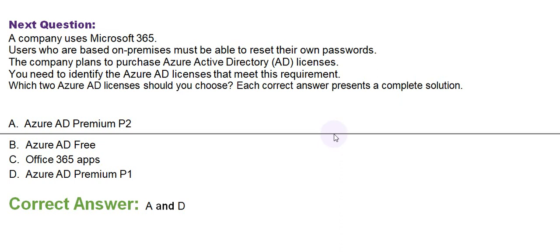Option A, Azure AD Premium P2. Option B, Azure AD Free. Option C, Office 365 apps. And option D, Azure AD Premium P1. The correct answer is option A and D.